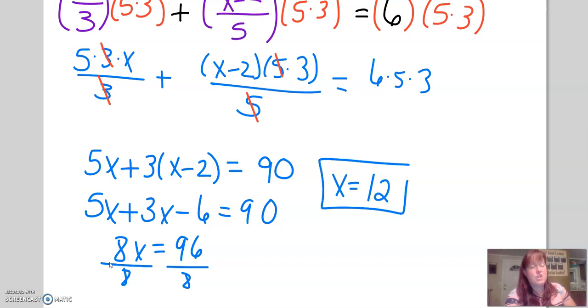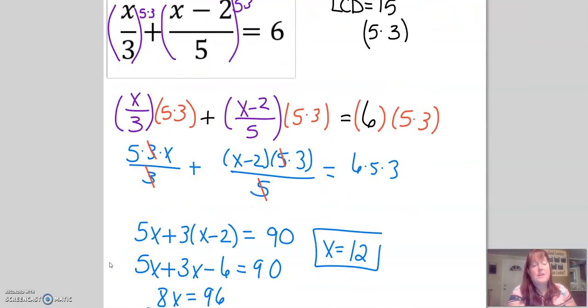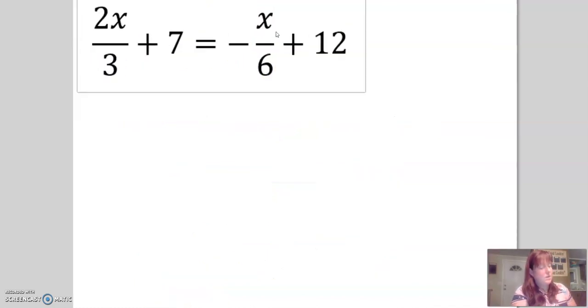Then we go back and check this in the original equation. If I put 12 in here, am I going to end up dividing by 0? Nope, I'm not. I'm going to have 12 divided by 3, which is 4, plus 10 divided by 5, which is 2. 4 plus 2 is 6. This checks out. It is absolutely a solution. All right, one more.